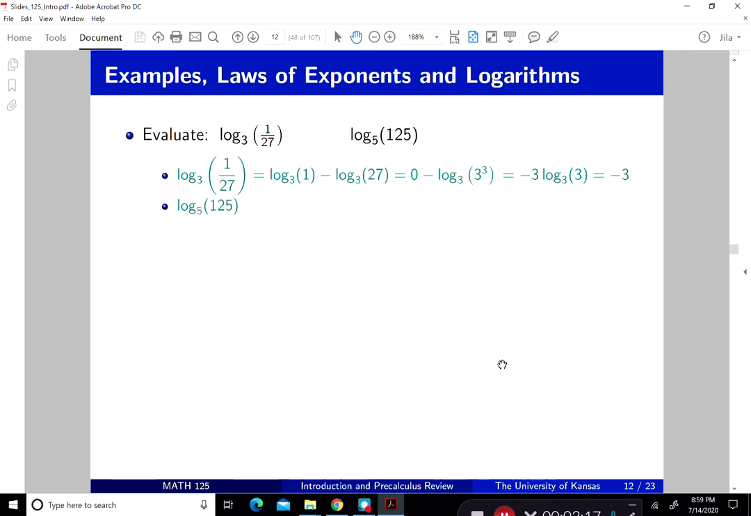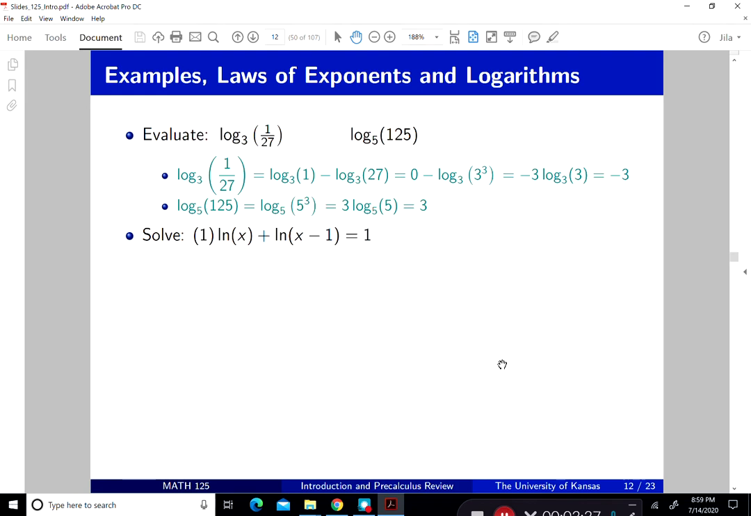What about log base 5 of 125? On this one, rewrite 125 as 5 to power 3. And it's log base 5 of 5 to power 3, which is 3 times log base 5 of 5, equal to 3.